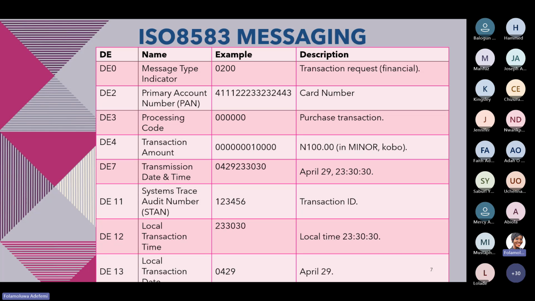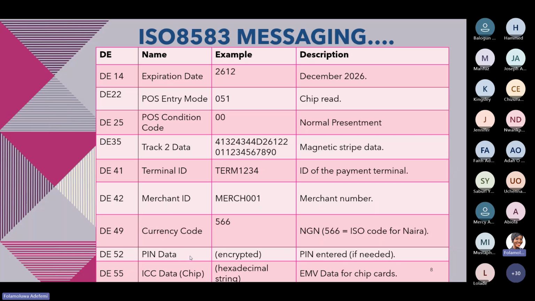Data element 12, we have the local transaction time. Data element 13, we have the local transaction date. Data element 14, we have the expiration date. So that's the date which your card would expire. And it's also part of the data that would be transmitted in the whole processing flow. So for example, here you have 2612. So this is December 2026.